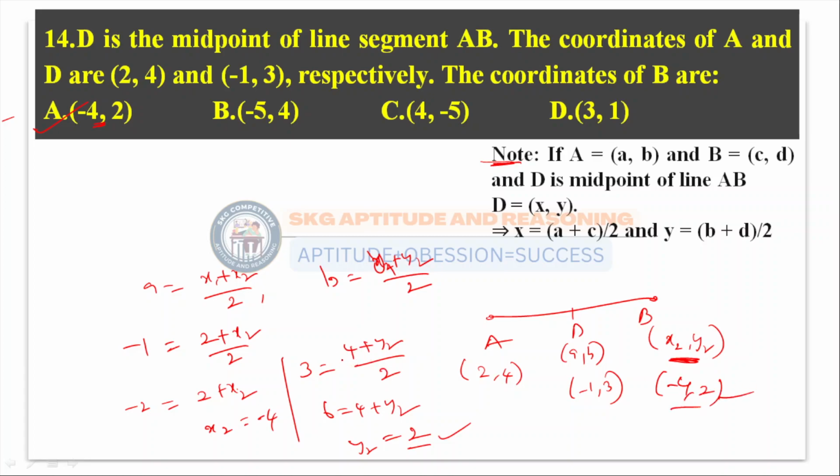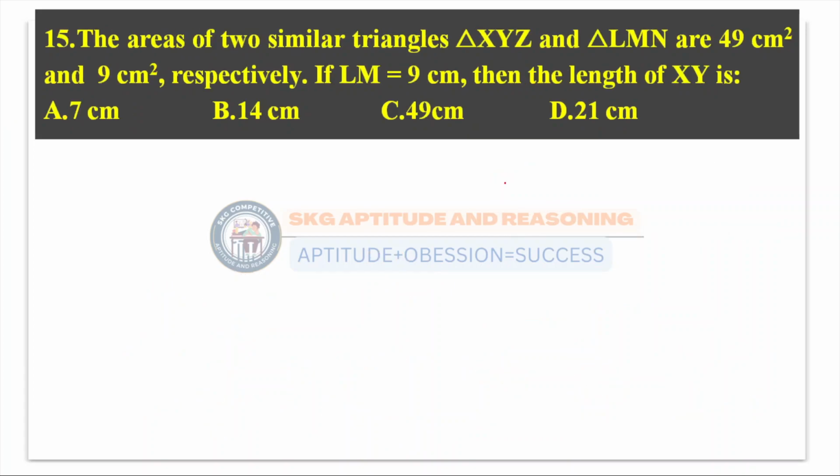Let us go for the next question here. This will be the next question under similar triangles. There are two similar triangles, XYZ, and another similar triangle is LMN here. The area of triangle XYZ is given as 49 centimeter square, and the area of LMN is given as 9 centimeter square, and the value of LM is given as 9 centimeters, and we need to find the value of XY here.